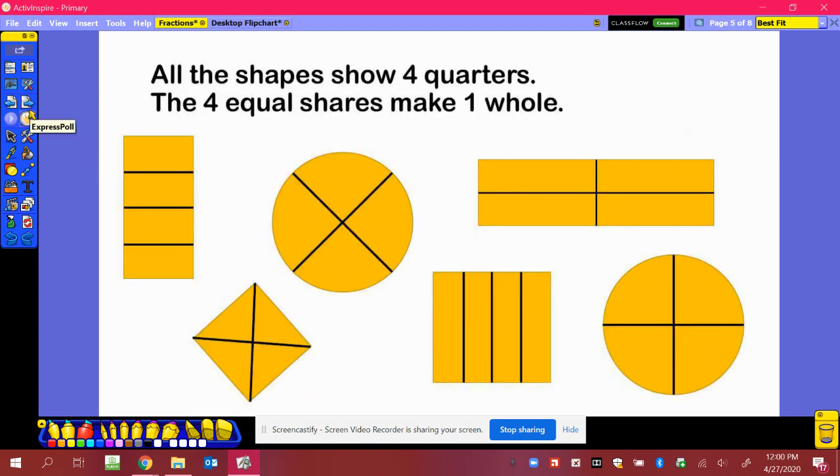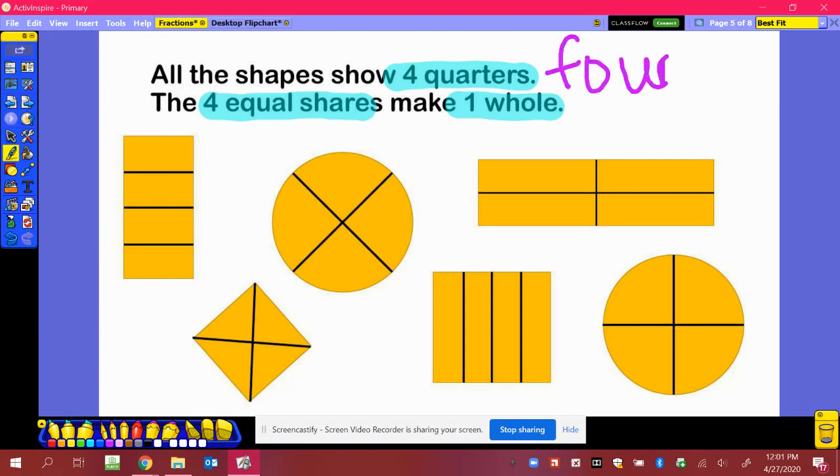Now, all of these shapes show 4 quarters. And 4 quarters means there's 4 equal shares inside the one whole. So we get our pen and we can label. Another word for quarter is fourths. So if you think about quarters, 4 quarters make $1. And so the words quarters and fourths mean there are 4 equal shares or 4 equal parts.